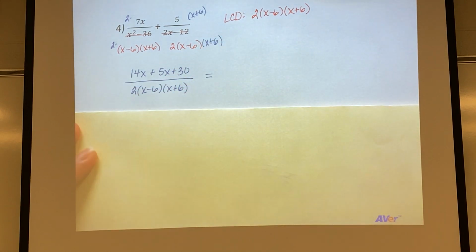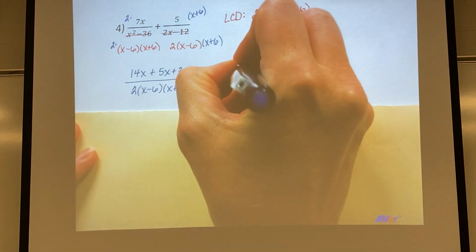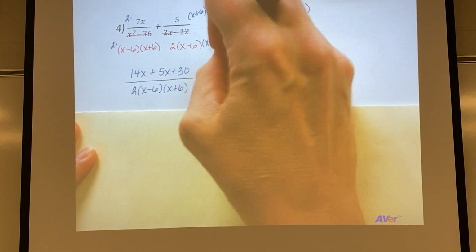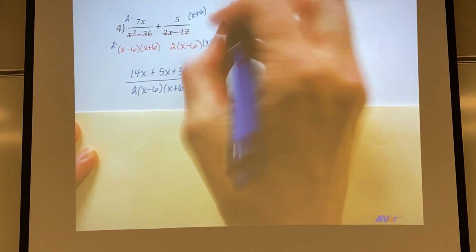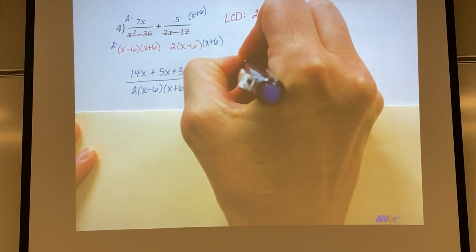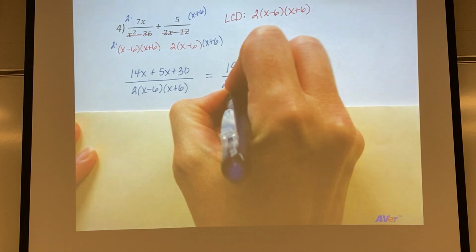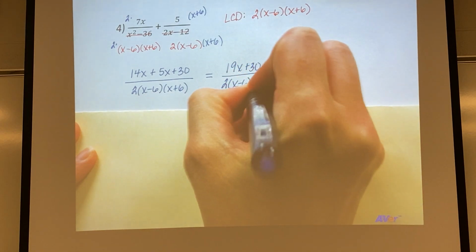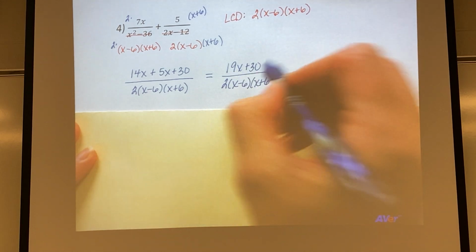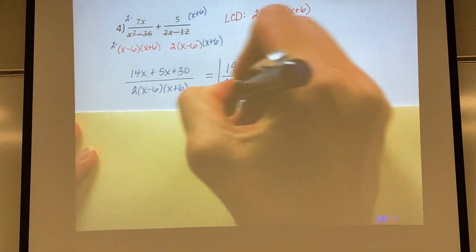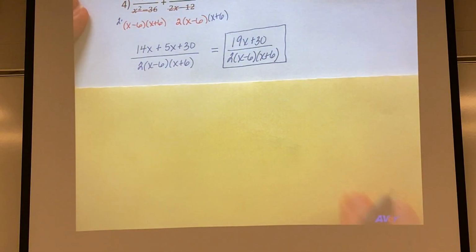Now that numerator can be simplified. We want to combine the 14x and the 5x. I just wanted to combine it. 14x plus 5x equals 19x plus 30 over our LCD. And we want to see if we can factor anything, but the numerator does not have a GCF, so that's as much as we can do. Nothing divides out, nothing factors.